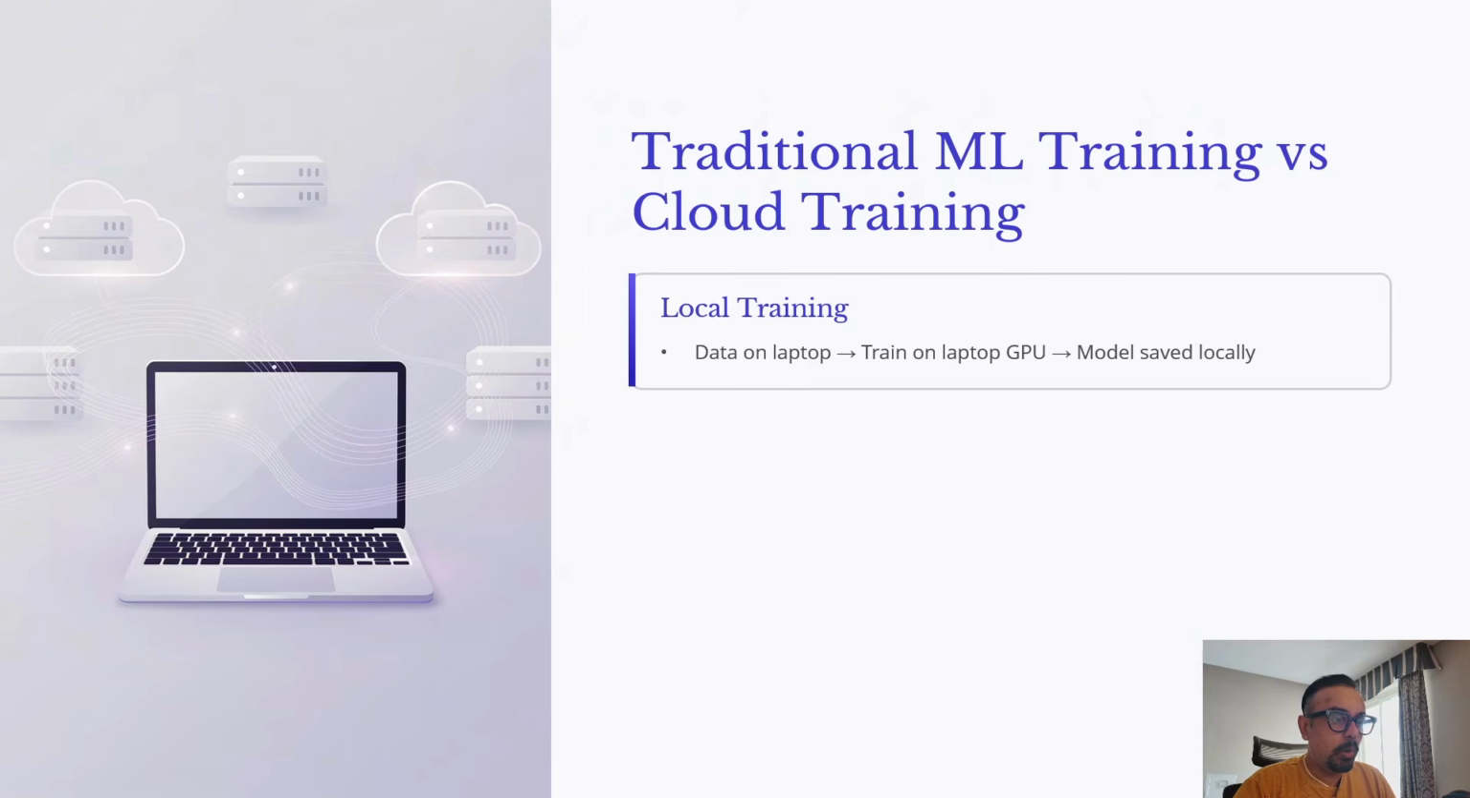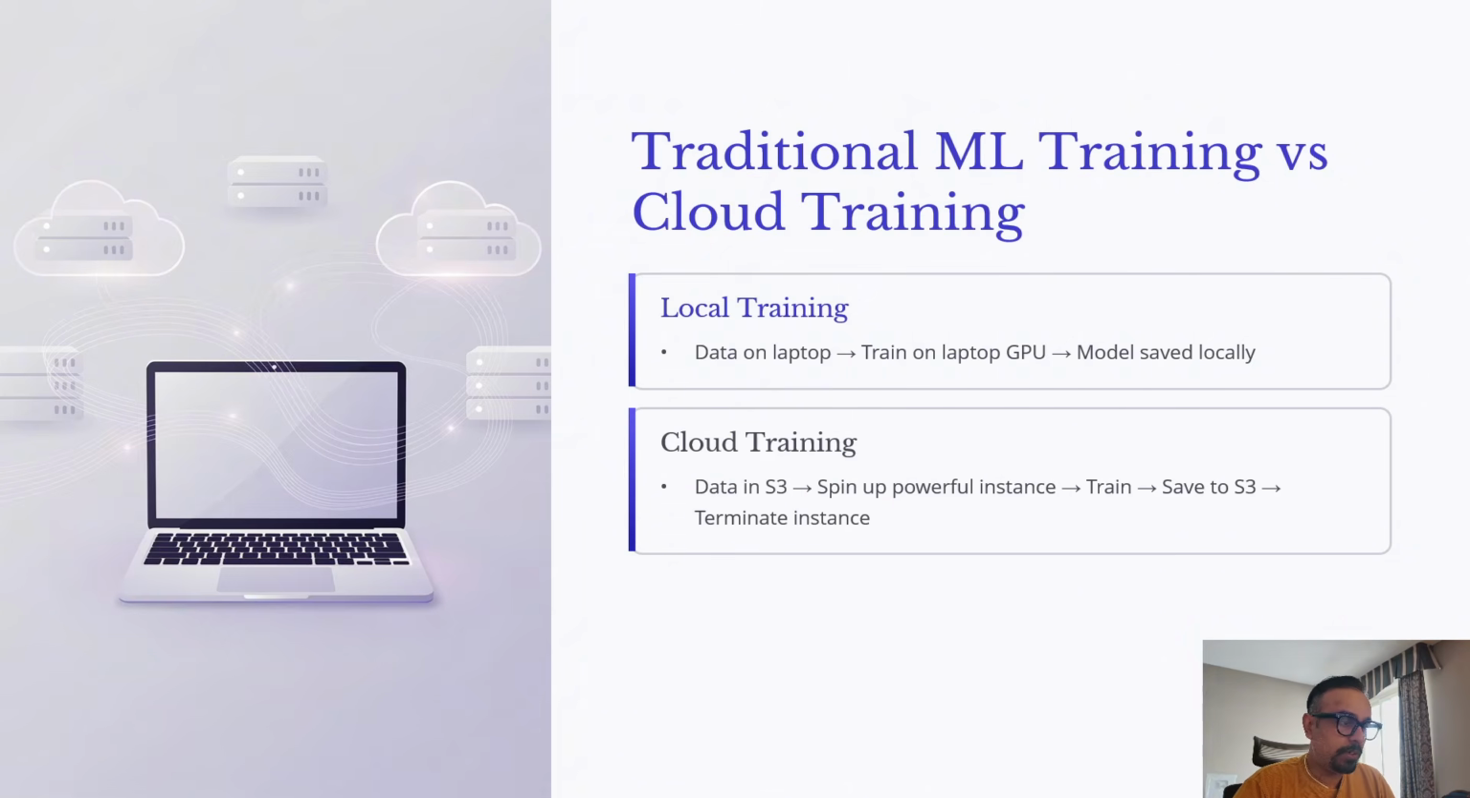In traditional local training, everything happens on your laptop or workstation. Your data set is stored on your local hard drive. You train the model using your laptop CPU or maybe local GPU if you have one, and the final trained model is saved back to your local file system. The problem is you are limited by your hardware. If you only have 16 GB of RAM, you can't train on datasets larger than that. If you don't have a GPU, training is going to take forever.